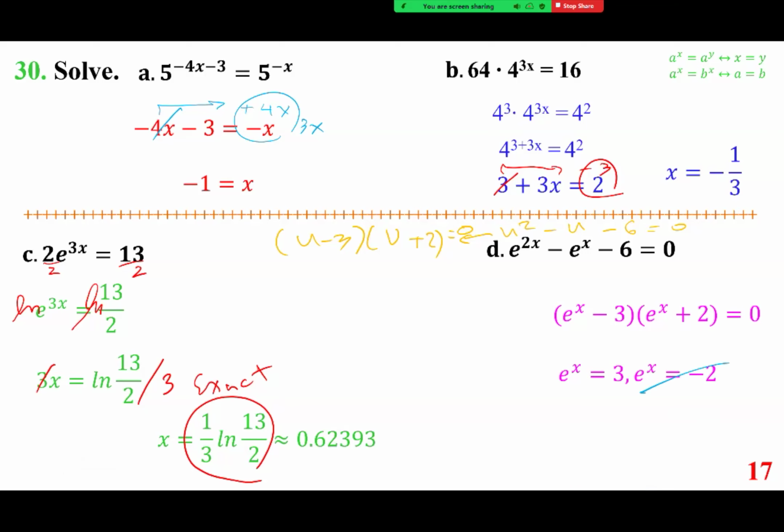So obviously, again, you can take the natural log or rewrite it in logarithmic format. X is ln of 3. This is the exact answer again. Okay, you should always include your exact answer, and this is an approximation.